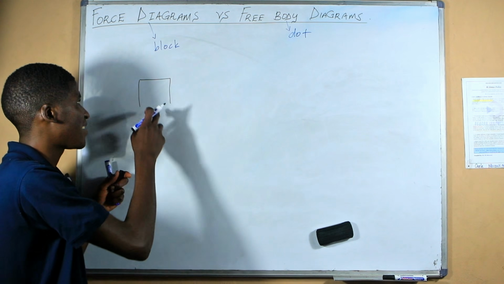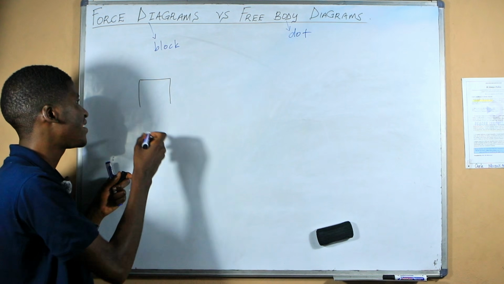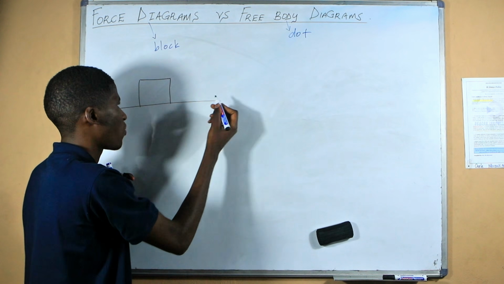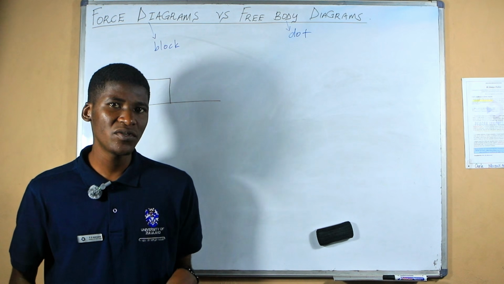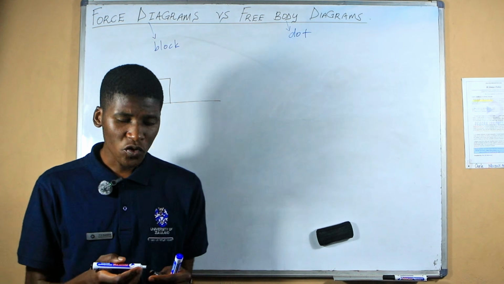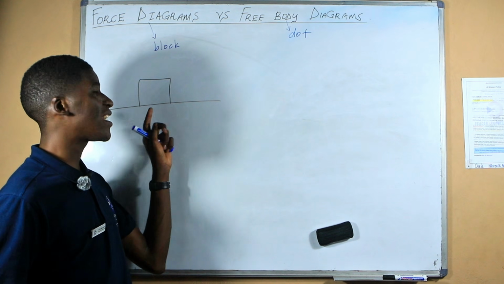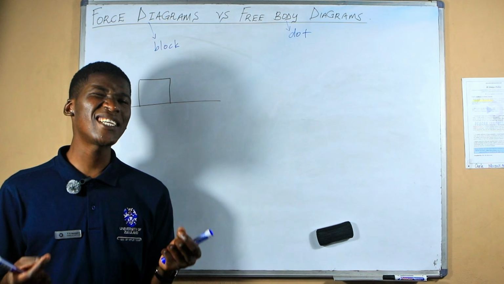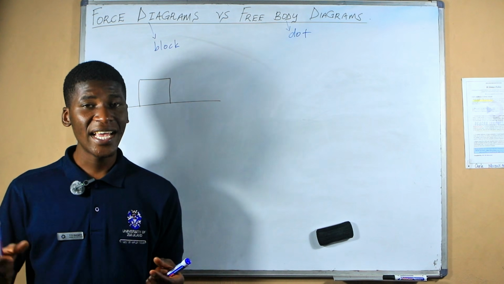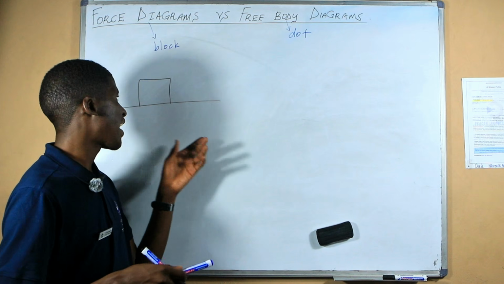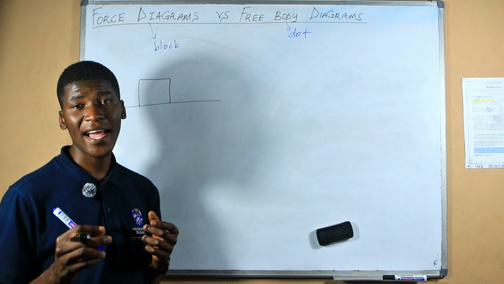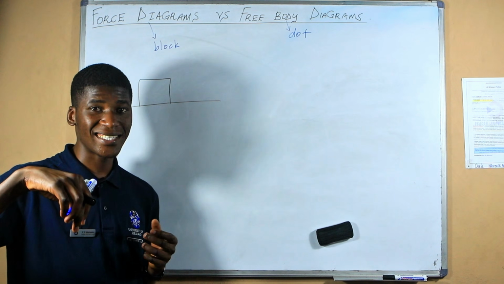Since I'm the block here, I'm on top of the ground. So the ground is the surface that I'm on top of. Basically, we need to know that each and every object that is on Earth experiences the gravitational force, because in our previous video I gave you quite a small idea. A gravitational force is the force applied by the Earth on the objects in it.